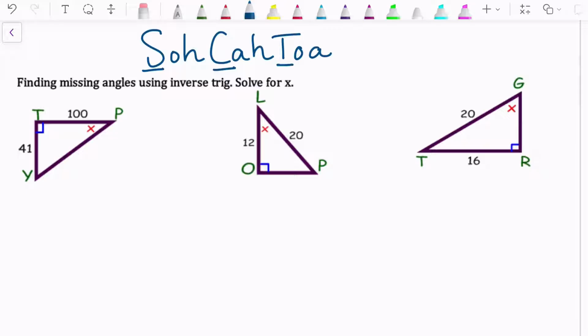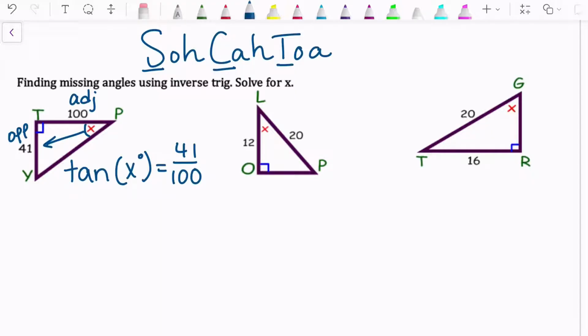So here we go. First thing is always to figure out what your sides are labeled based off your angle. My angle is X, angle P is what we're looking for. Across from the angle is called the opposite side. Next to the angle is called adjacent. And we know across from 90 is your hypotenuse, but we don't need the hypotenuse in this situation. Because I have opposite and adjacent labeled, I'm going to be using tangent. So the tangent of angle X is equal to opposite, 41, over adjacent, which is 100.